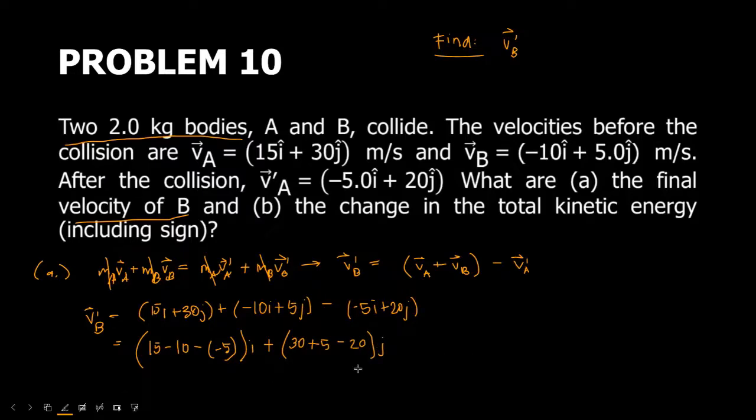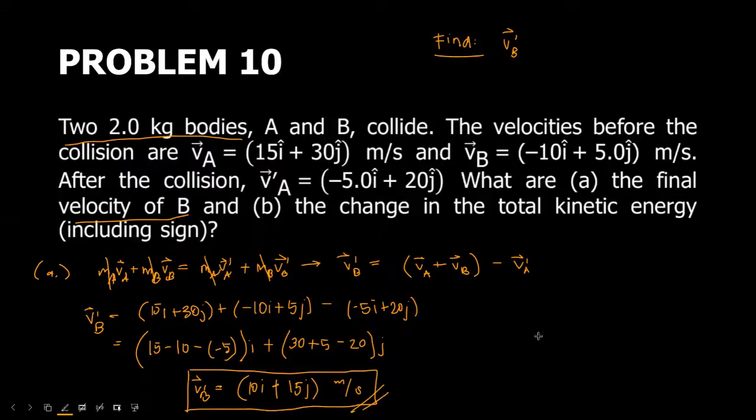which is, pag sinagot mo yan, that's gonna be v sub b prime is equal to 15 minus 10 plus 5, that is 10i. Tama ba? 15 minus 10 plus 5, that's 10i, plus 30 plus 5, that's 35 minus 20, that's 15j meters per second. So that's our answer for letter A.